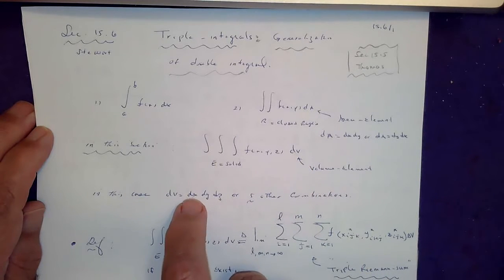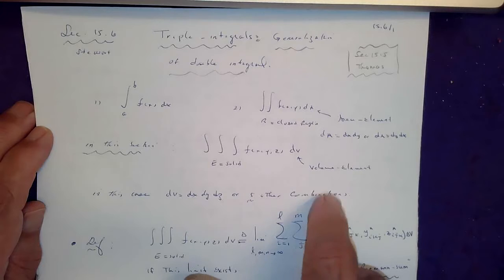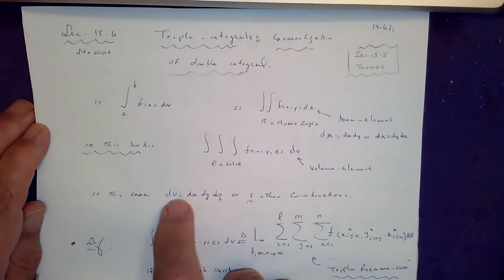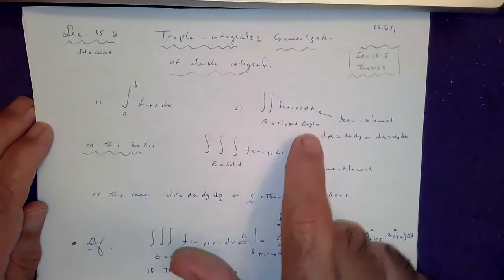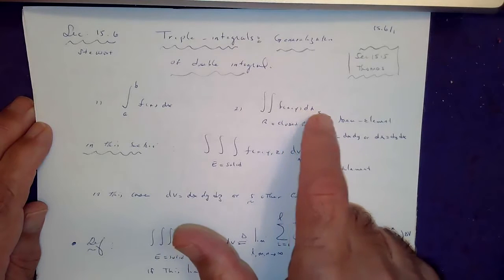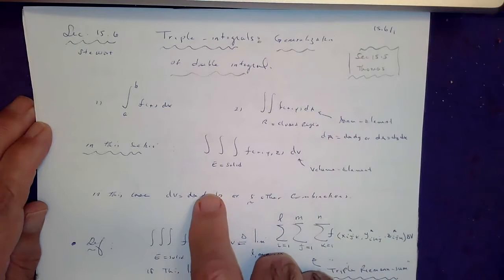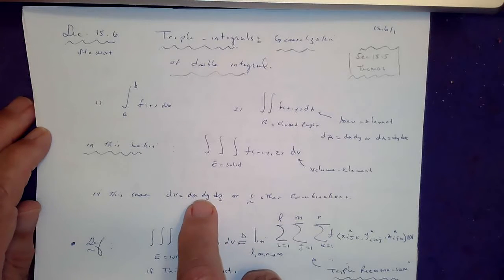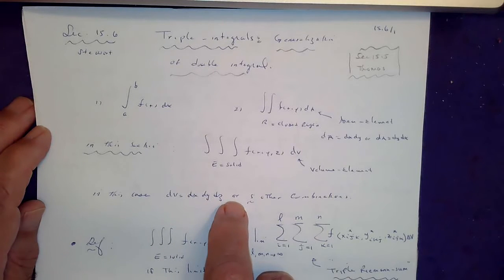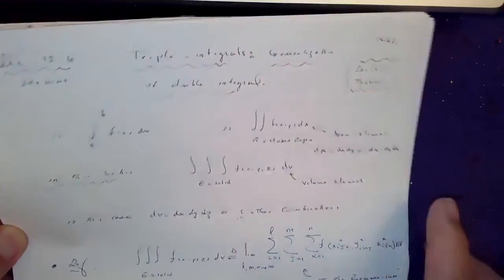In this case, dV can be dx, dy, dz, or any of 5 other combinations, because there are 6 ways you can permute dx, dy, dz. Remember, in a double integral, we can switch the order in 2 ways, either dx dy or dy dx. But for triple integrals, we can switch these 3 elements, y, x and z, in 6 ways, because that would be 3 factorial, which is 6. Here you have 2 factorial, which is 2 ways.